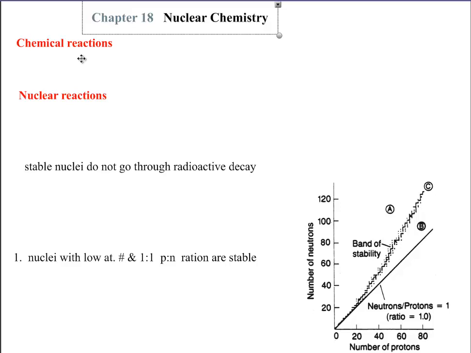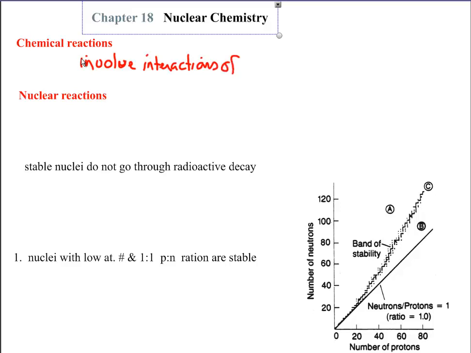Chapter 18 for AP Chemistry is looking at nuclear chemistry. We've looked at chemical reactions up to this point. Now we're going to be looking at what goes on inside the nucleus. When we're dealing with nuclear reactions, we're looking at the parts that make up the nucleus and how it changes.